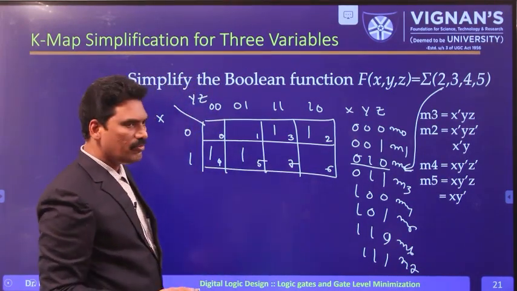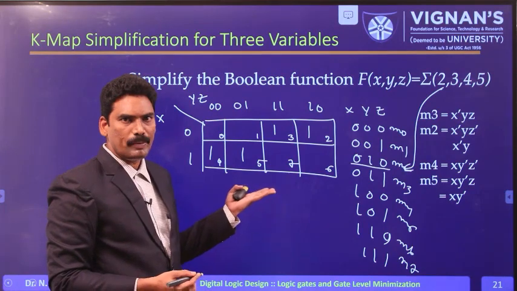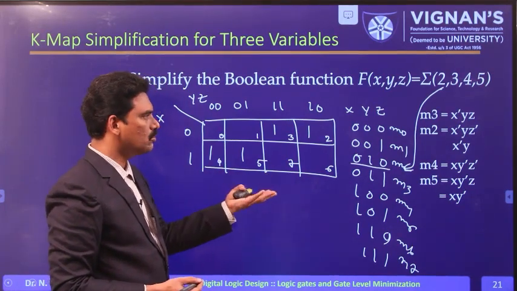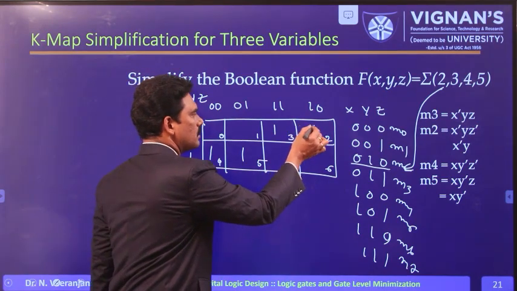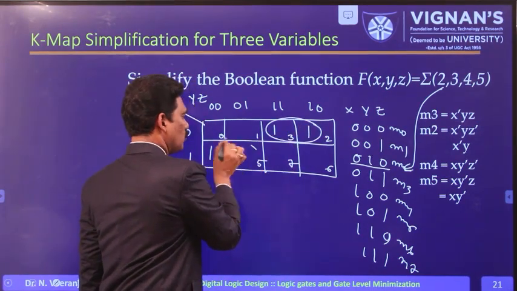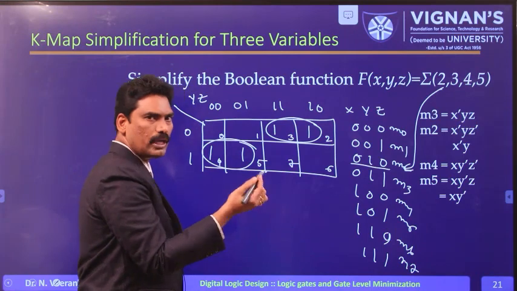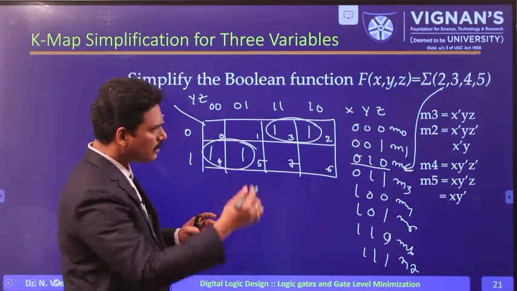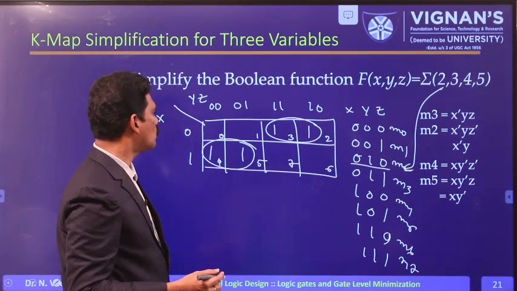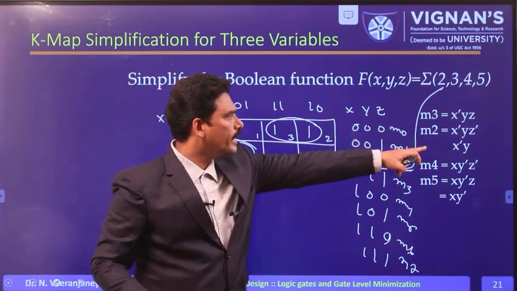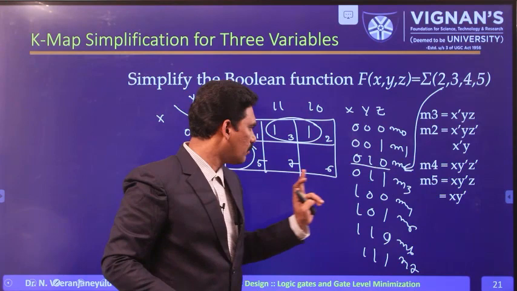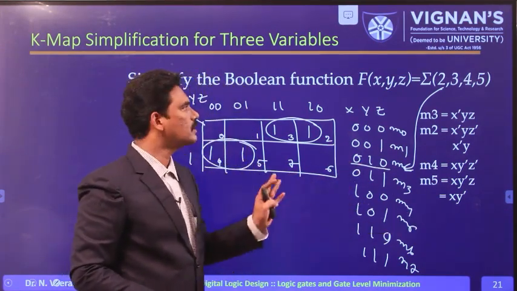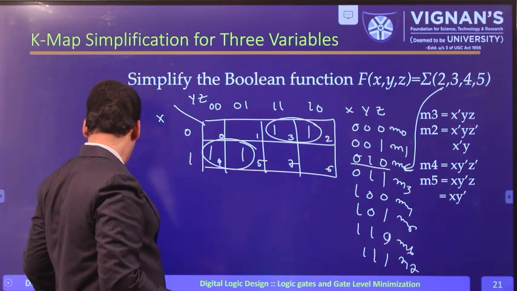Now, how to perform simplification? Is grouping of 4 possible? Grouping of 4 is not possible. So what do we have to do? We have to do it like this. This is one group and this is one group. For that we have to derive the simplified expression. We will get 2 expressions. From M3 and M2 we are getting X bar Y, and from M4 and M5 we are getting X Y bar. So this is the answer for this.